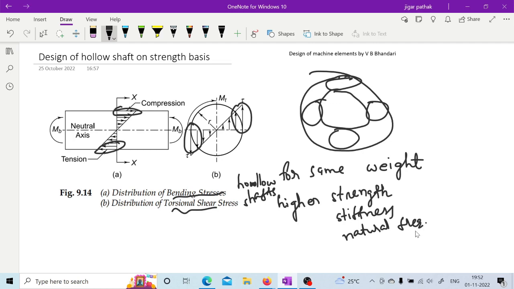So these are some of the advantages of hollow shafts over solid shafts, right? But we need to consider that for the same weight we are discussing.